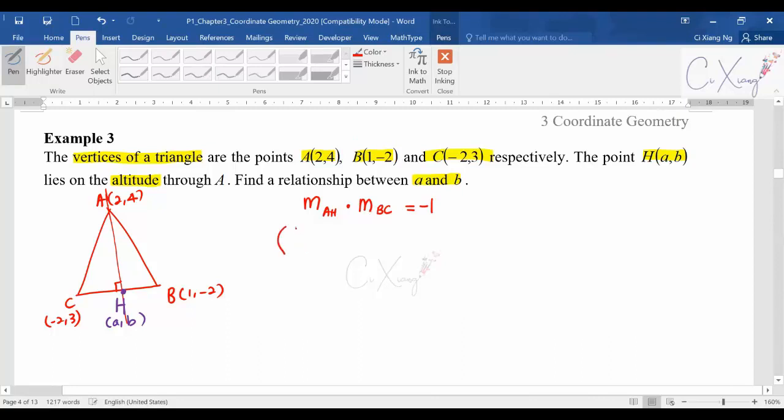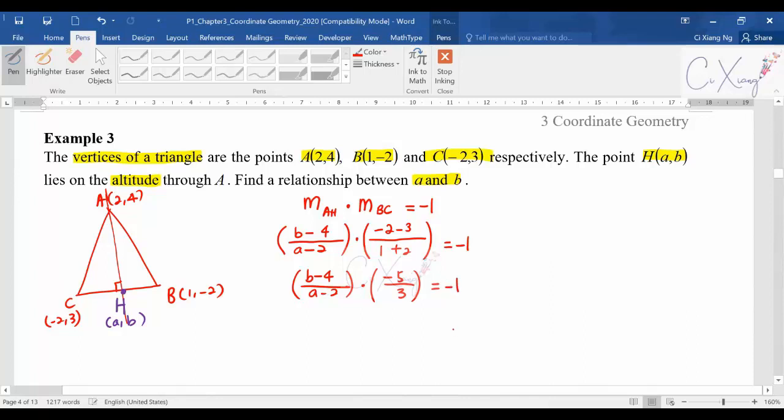So what's the gradient for AH? You have (b minus 4) divided by (a minus 2), multiplied with the gradient of BC. So what's the gradient for BC? You have (-2 minus 3) divided by (1 plus 2), and it equals -5 over 3. Then it equals -1. So if I continue further, I have (b minus 4) over (a minus 2), multiplied with -5 over 3, and it equals -1.